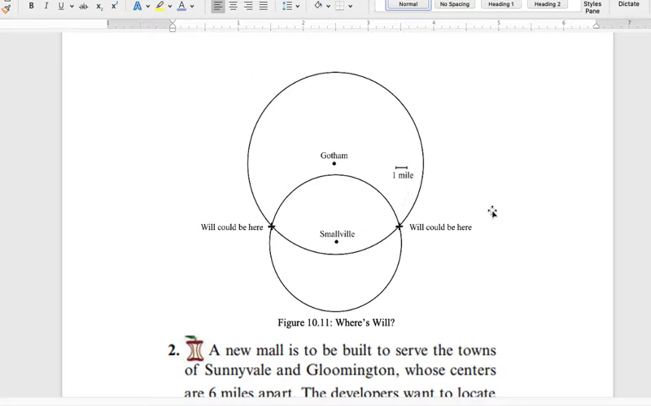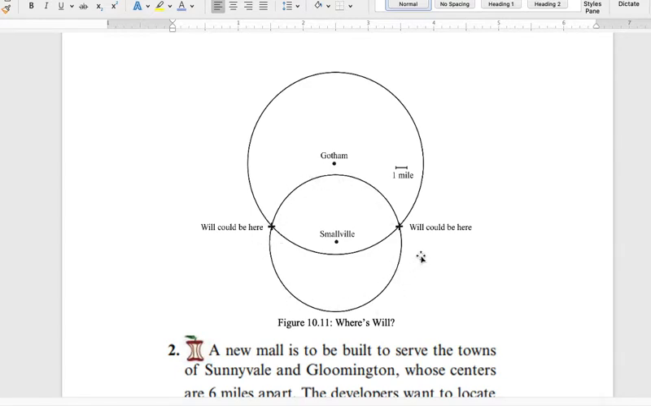But it also said that he's 6 miles from Smallville. So notice when I did Gotham, the distance between the two was 7, so a radius of 8 is a little bit more, so the circle goes like that. For Smallville, they said he's 6 miles away, so it doesn't quite reach Gotham, because they're 7 miles apart, so it's a little bit smaller circle.